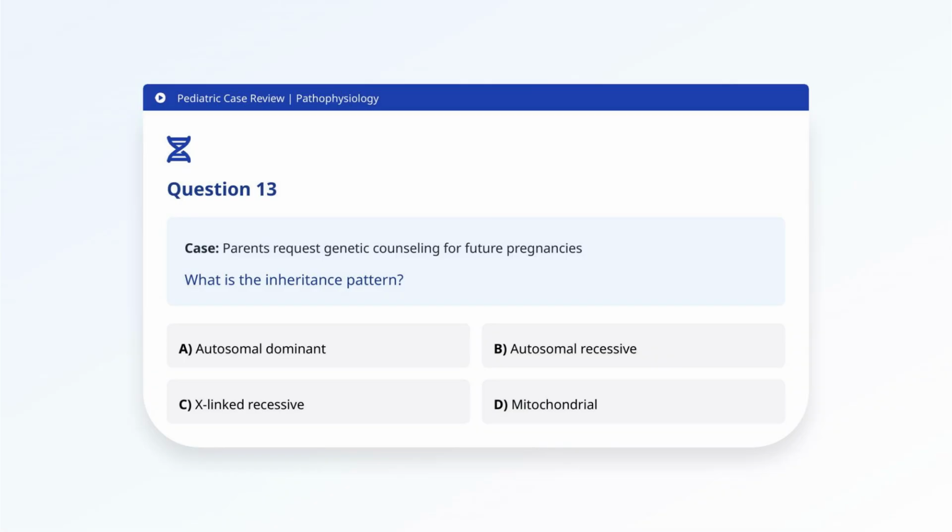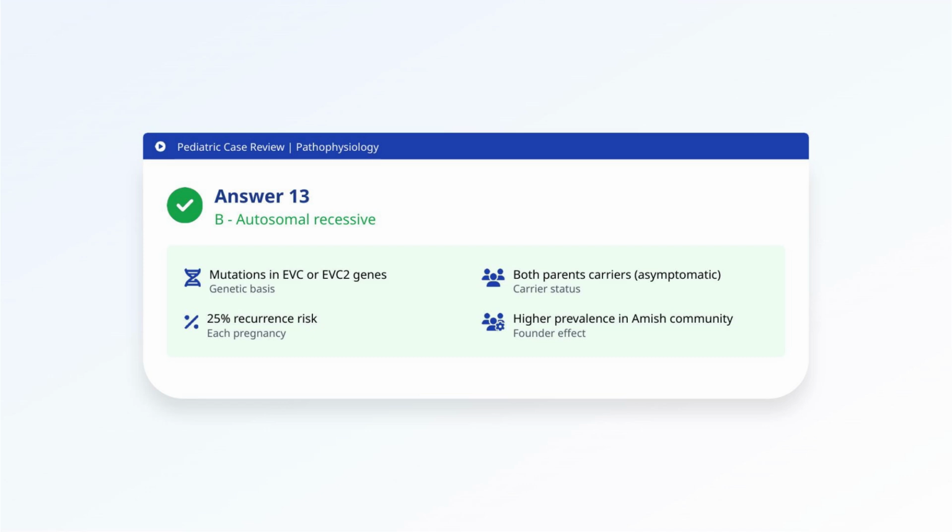Option A, autosomal dominant. Option B, autosomal recessive. Option C, X-linked recessive. Or option D, mitochondrial. The correct answer is B, autosomal recessive. Ellis Van Creveld syndrome results from mutations in the EVC or EVC2 genes. Both parents are typically asymptomatic carriers. The recurrence risk is 25% for each pregnancy. The condition has higher prevalence in Amish communities due to founder effect.